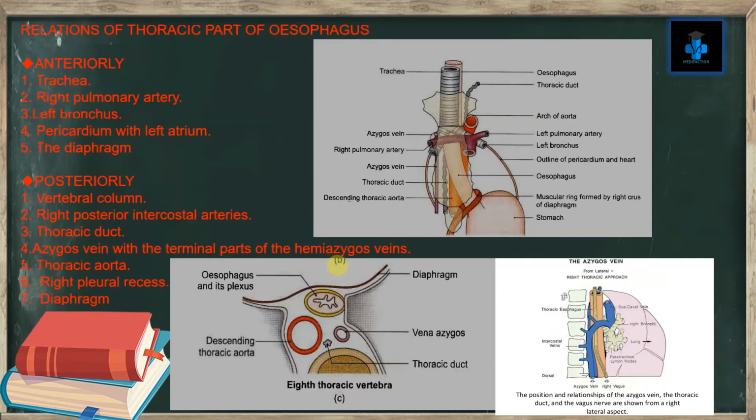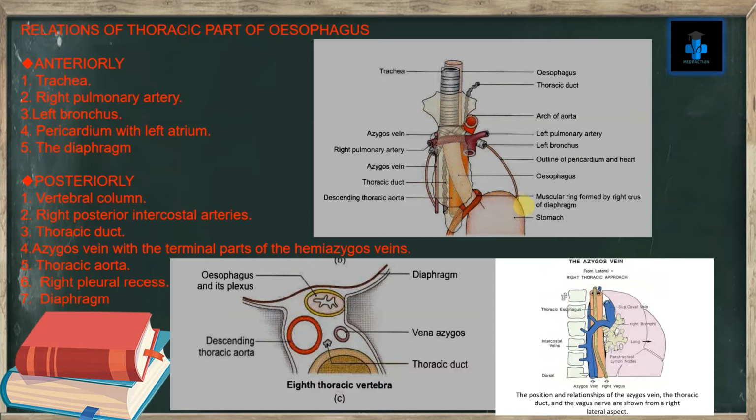Relations of the thoracic part of the esophagus. When we are checking anteriorly, we can appreciate the trachea, and we can also see the right pulmonary artery right here. And we can also see the left bronchus on the left side. The pericardium with the left atrium can be appreciated, and finally the diaphragm can also be seen anteriorly.